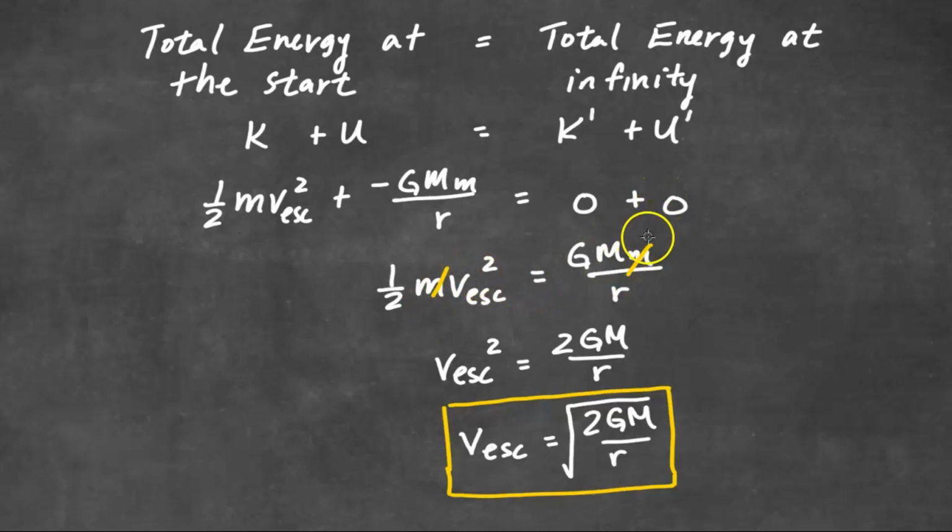And you'll notice that the m's will cancel out. If we move the negative big G, big M, little m over r to the right-hand side, the little m's cancel out, and then we have a v squared here. We move the 2 over, we square root both sides, and we get that the escape velocity is equal to the square root of 2 times the gravitational constant times the mass of the planet divided by r, the distance between the cannonball on the surface of the Earth and the center of the Earth.